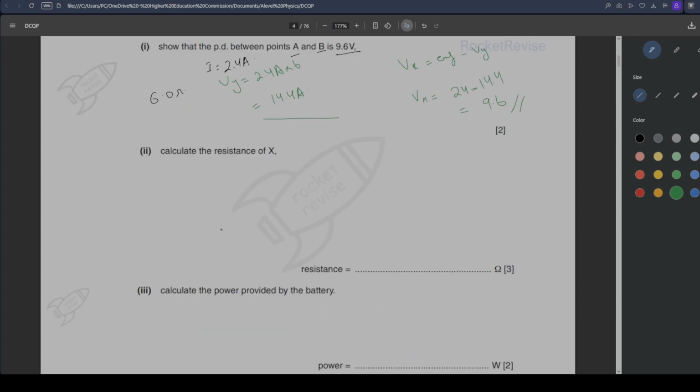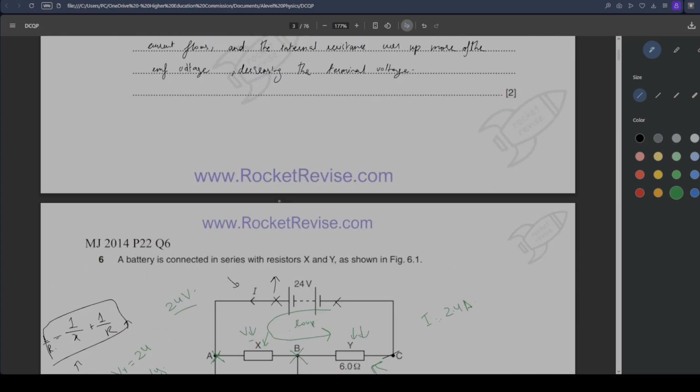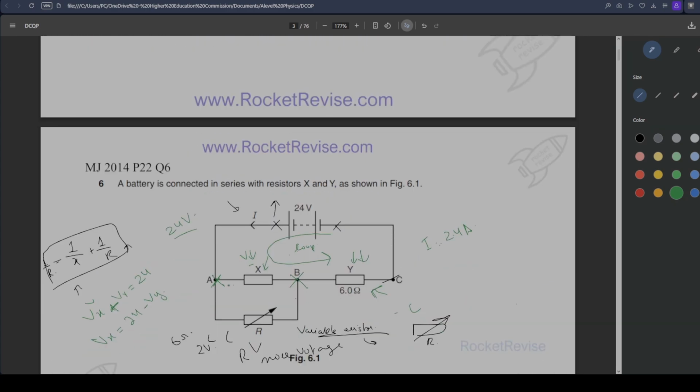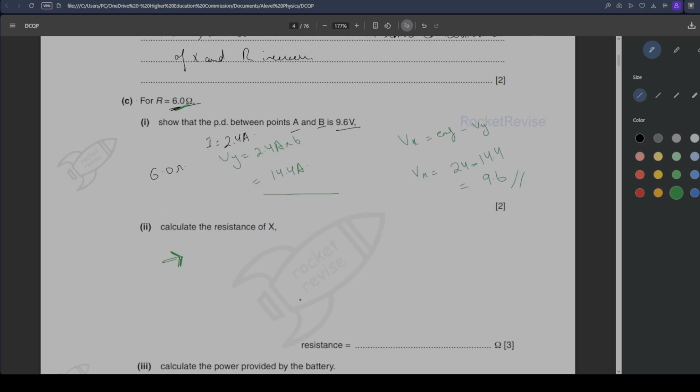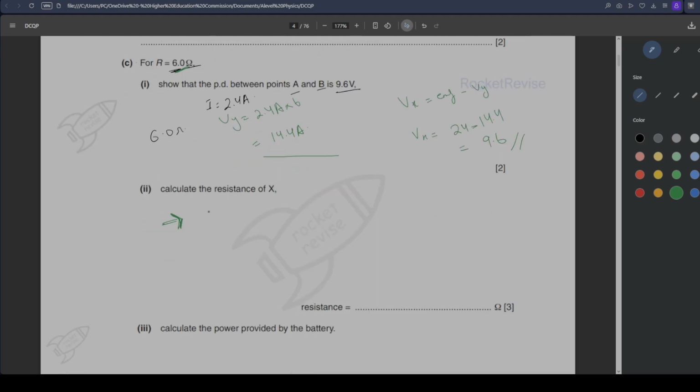Calculate the resistance of X. Now that we know that the potential difference across X and A and B is 9.6, the voltage across our resistor R is also 9.6. So using that we can calculate the current through our variable resistor.